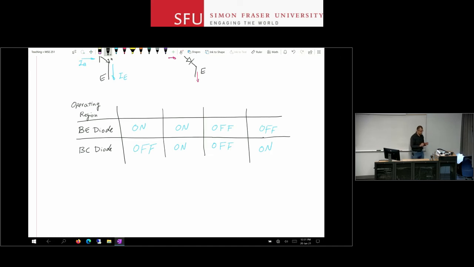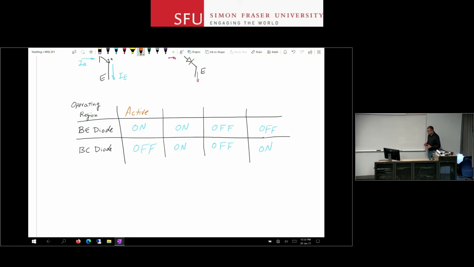If the base-emitter diode is on and the base-collector diode is off, I say the device is in the active region. And we'll see the reason for these names before.